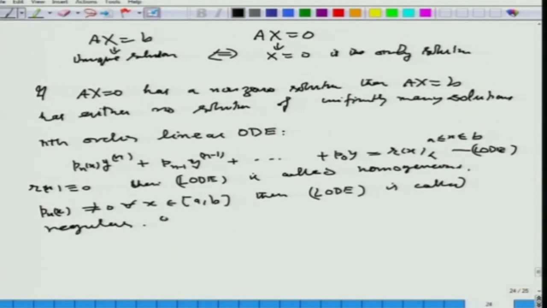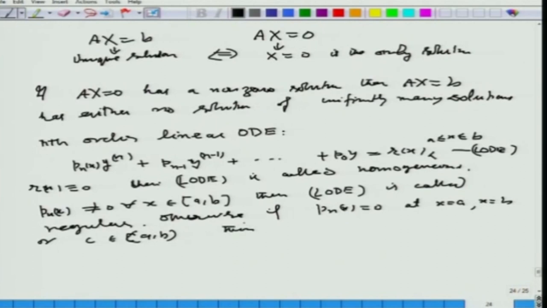Otherwise, if p_n(x) is 0 at x equal to a, x equal to b, or for any c in the open interval (a, b), then the LODE is called singular. Like you have the Legendre equation or the Bessel equation. So, we will consider these kinds of equations and their solutions next time, and so thank you very much for viewing this lecture attentively.